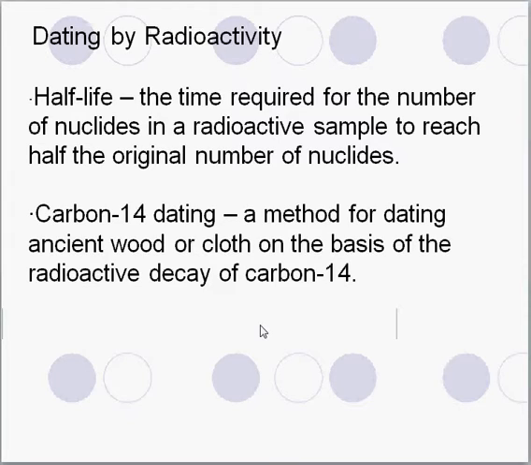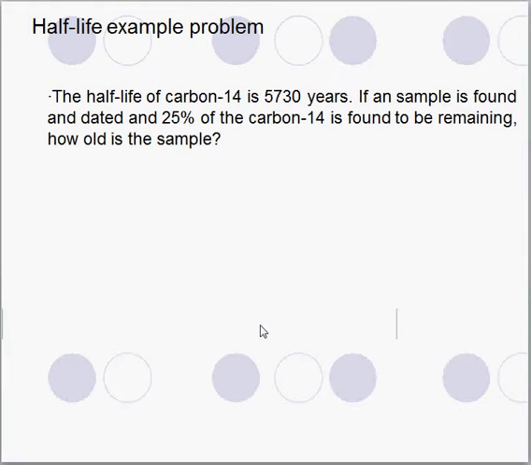We can also date by radioactivity. So half-life is the time required for the number of nuclides in a radioactive sample to reach half of the original number of nuclides. So if I was to use carbon-14 dating, which is a method for dating ancient wood or cloth on the basis of radioactive decay of carbon-14. So the half-life of carbon-14, I'm told, is 5,730 years. If a sample is found and dated and 25% of the carbon-14 is found to be remaining, how old is the sample? So I'm going to start off saying, okay, I originally started with 100% of carbon-14.